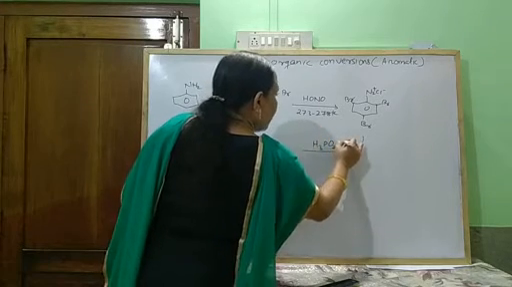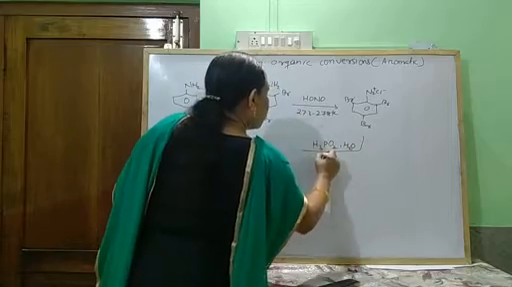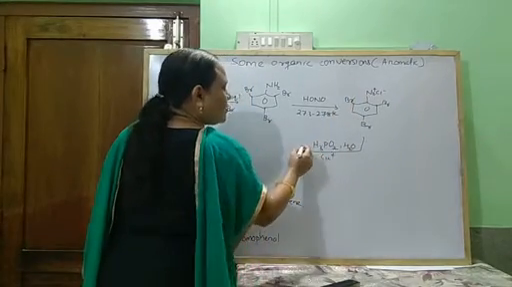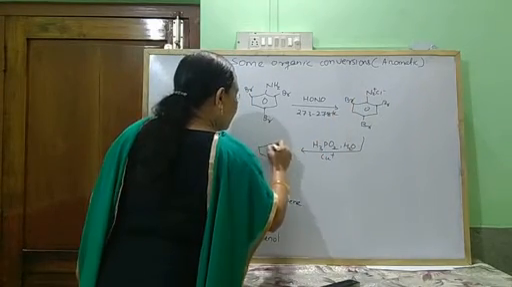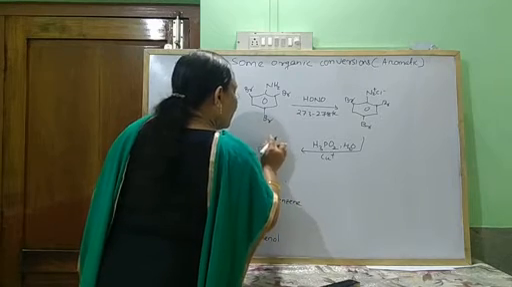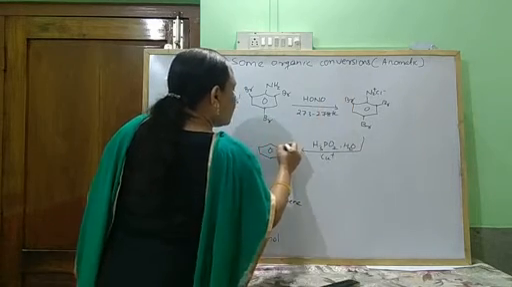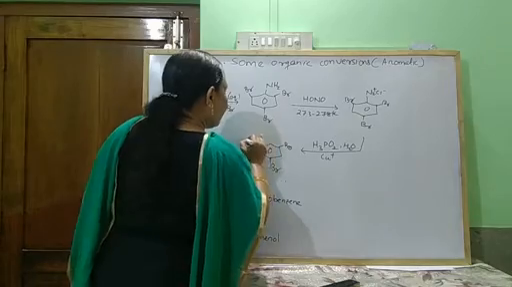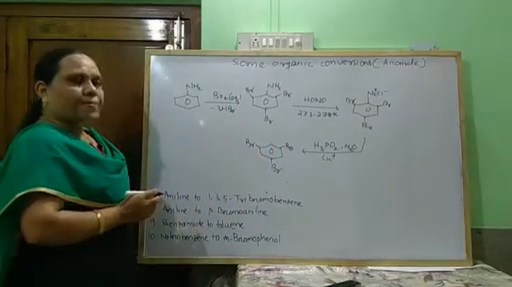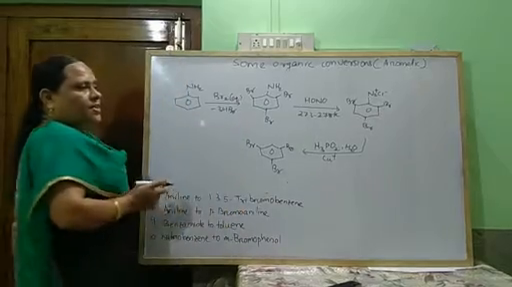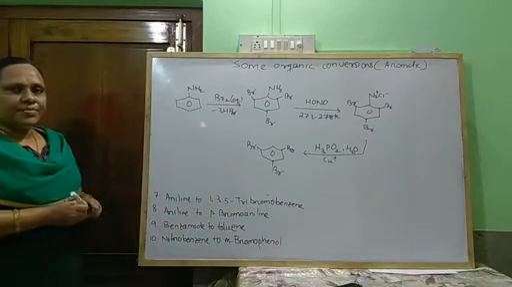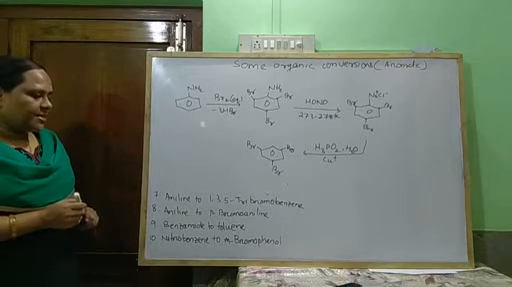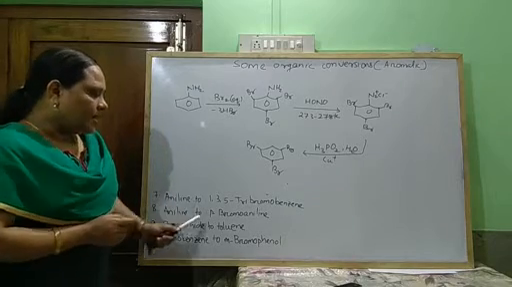And this benzene diazonium chloride, when treated with an aqueous solution of hypophosphorus acid in presence of a cuprous salt, this group is replaced by hydrogen. The diazonium chloride group is removed, so it forms 1,3,5-tribromobenzene. Okay, this is aniline to 1,3,5-tribromobenzene.